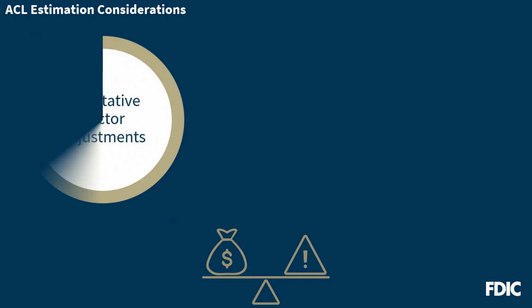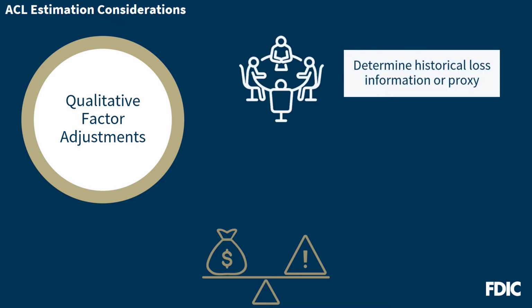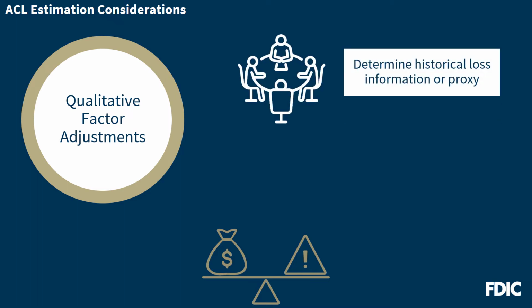Let's talk a little more about qualitative factor adjustments that management would need to make regardless of the method used. Estimating ACLs would consider all significant factors relevant to the expected collectibility of the bank's financial assets. Typically, management would begin the process for estimating ACLs by determining its historical loss information, or a proxy to historical loss information if data is not available.